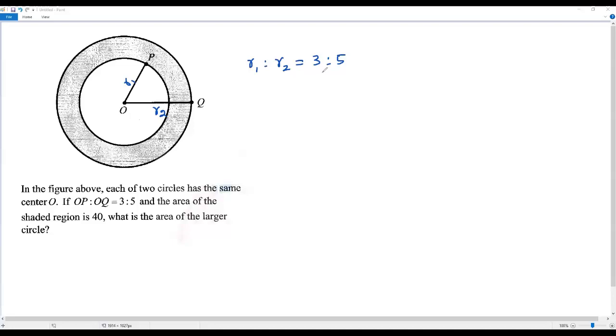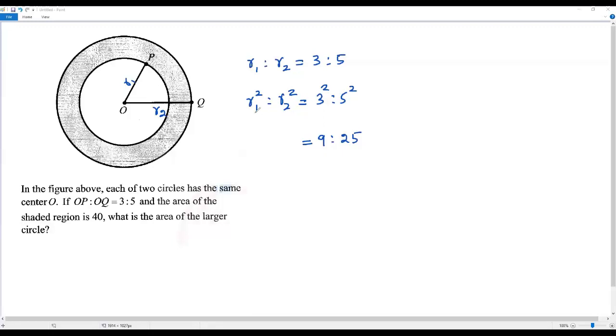From this ratio I can find the ratio between the squares of the two radii. I have to square both the radii and I'll get R1 squared to R2 squared equals, on the right side also we square the terms of the ratio, 3 squared to 5 squared. The value of 3 squared is 9, the value of 5 squared is 25. Now I have the ratio between the squares of the two radii.